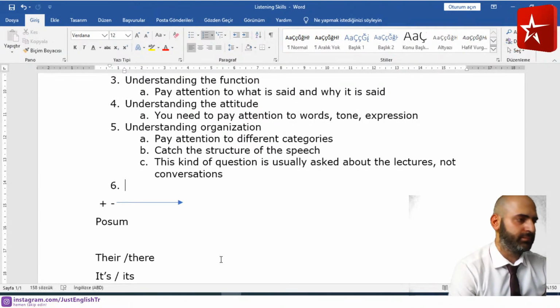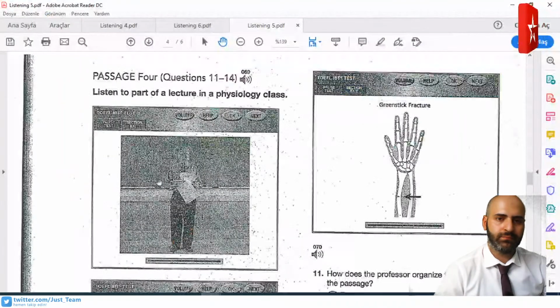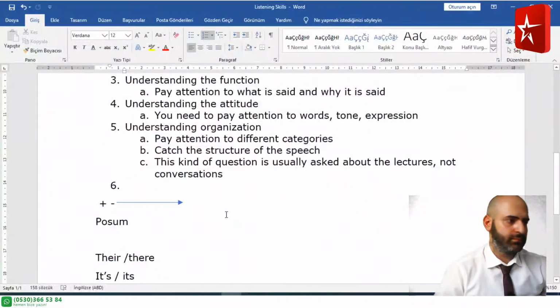Listen to part of a lecture in a physiology class. Now, we've already discussed the stages in the healing of fractures. Again, that term for our purposes today just means broken bones.